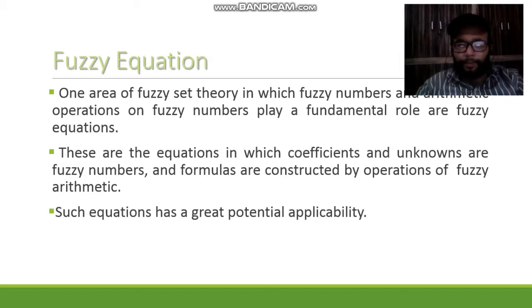These are fuzzy equations, the equations in which coefficients and unknowns are fuzzy numbers. It means the coefficient is also a fuzzy number, and the term that we don't know, the unknown, is also a fuzzy number, and the formulas can be constructed based on the operations of fuzzy arithmetic. These equations have a great sense of applicability in this fuzzy nature, or in this fuzzy arithmetic. It means we can infer something from them. We can infer some logic or some solutions from them, or the machine can infer some solutions from them.